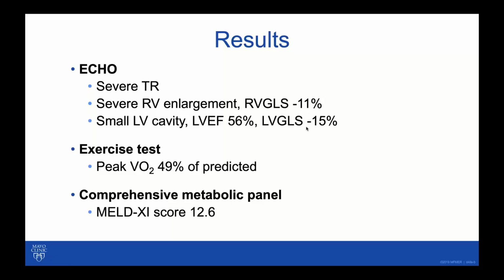Although he described himself as being very physically active, his peak VO2 was only 49% of predicted. And just for reference, we want it to be at least 80% of predicted. So we got a comprehensive metabolic panel, and using the indices from this test, we calculated the MELD score, and it was 12.6. And again, remember this, we're going to come back to this case at the end of the presentation.